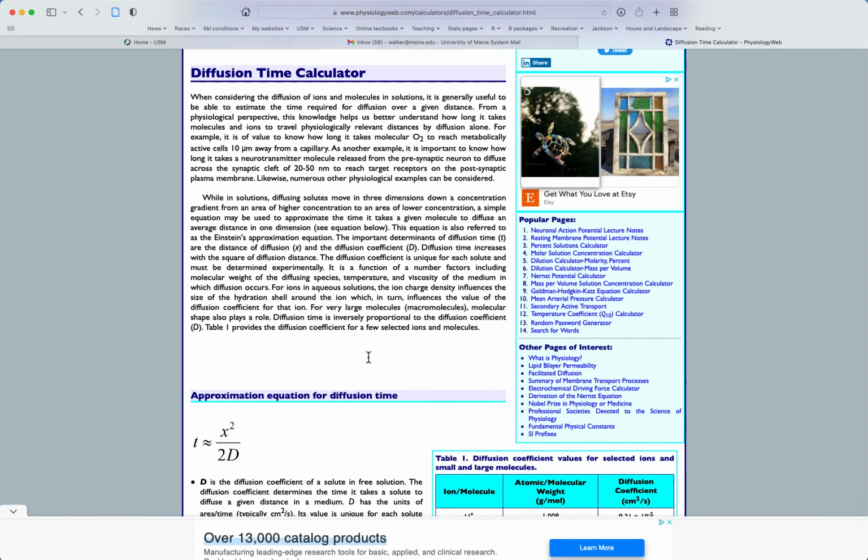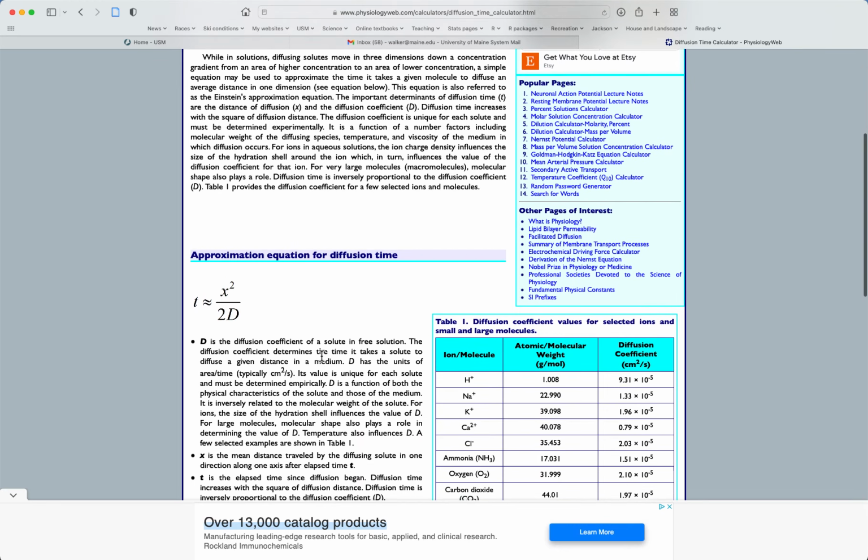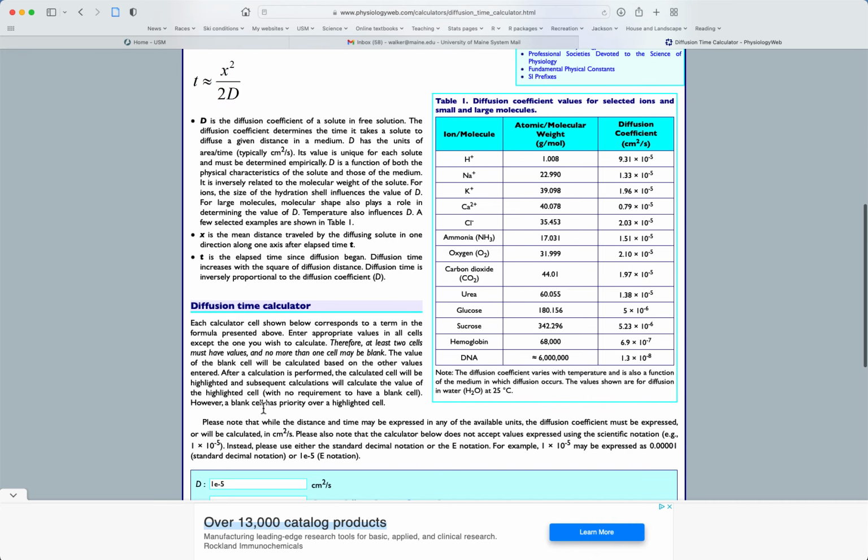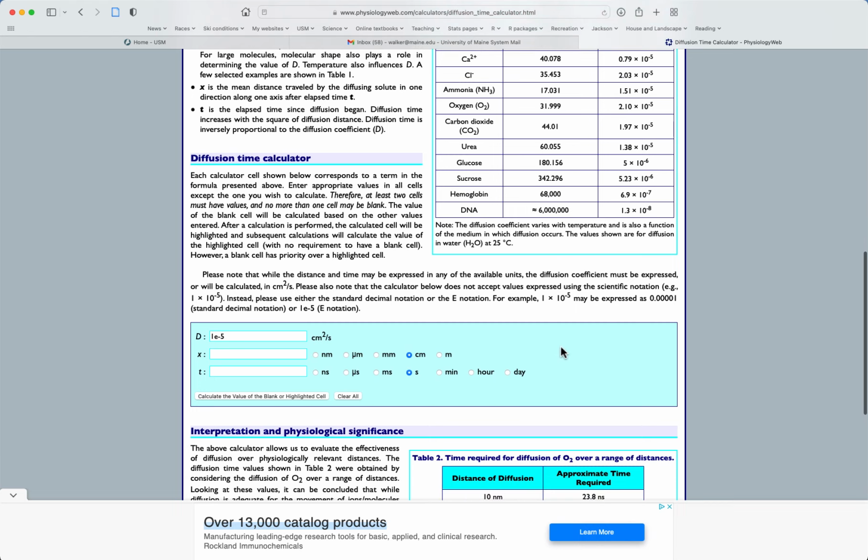The physiology web calculator has some information on the equation used to make the calculation. It has a table of some chemicals and their atomic weights and the diffusion coefficient. We'll come back to what that is in a minute. And then, of course, here's the calculator itself with the three variables in the equation. If you enter two and calculate, you will get the third.